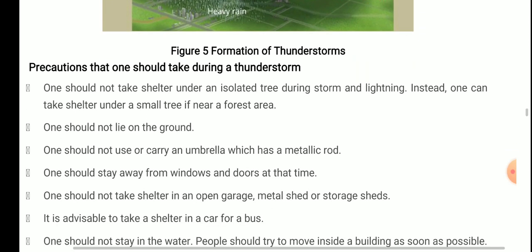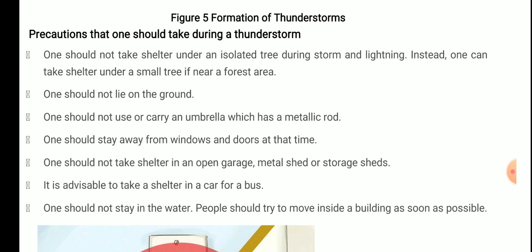Now, the precautions that one should take during a thunderstorm. What are the precautions? One should not take shelter under an isolated tree during storm and lightning. Instead, one can take shelter under a small tree if near a forest area. One should not lie on the ground. One should not use or carry an umbrella which has a metallic rod.